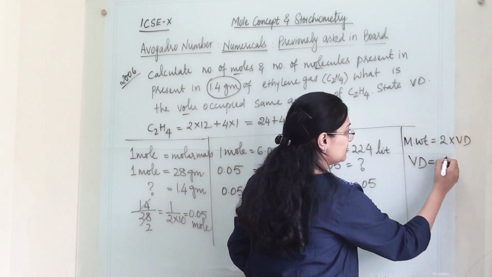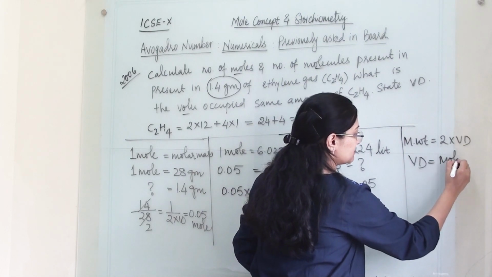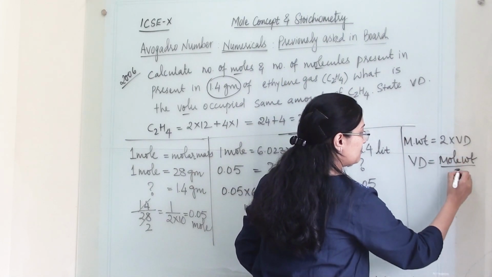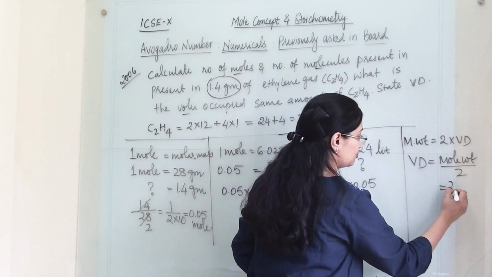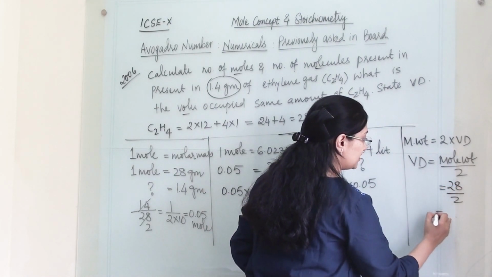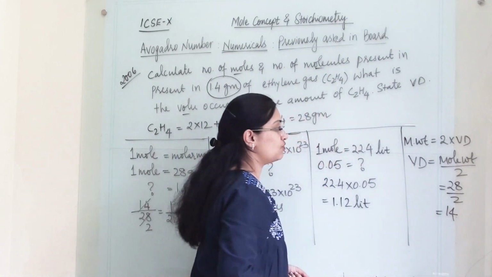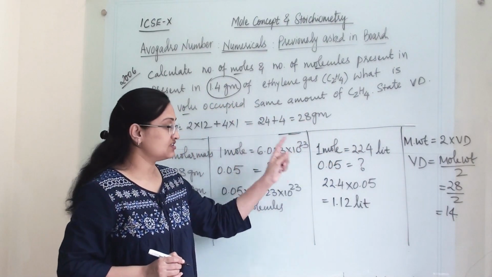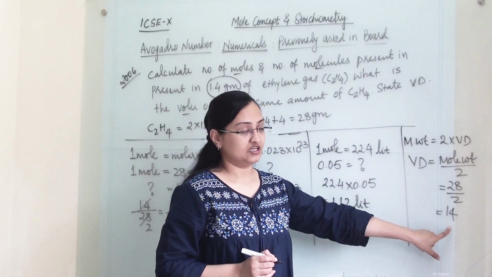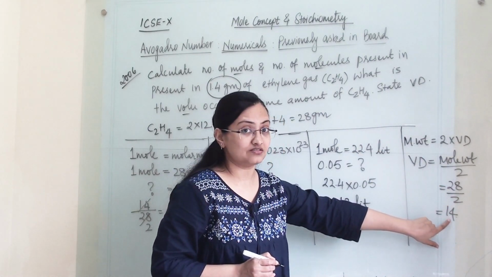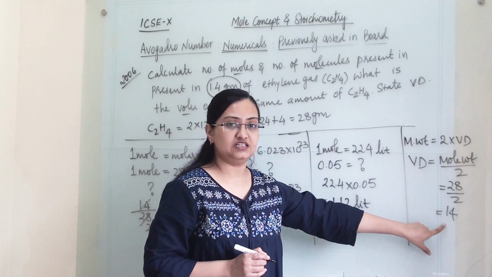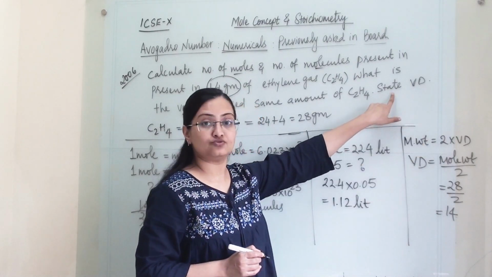Now we have to find out the vapor density, so it will be molecular weight divided by 2. What is the molecular weight? 28. So 28 divided by 2 equals 40. So what will be the vapor density for ethylene? It is 40. If you don't want to do this, that is also okay. You just need to write that the vapor density is 40, because they have asked to state.